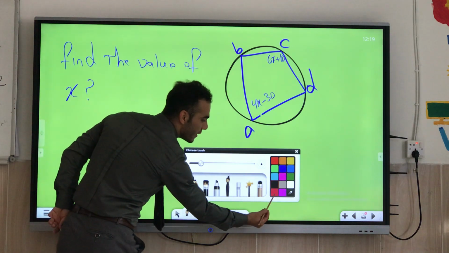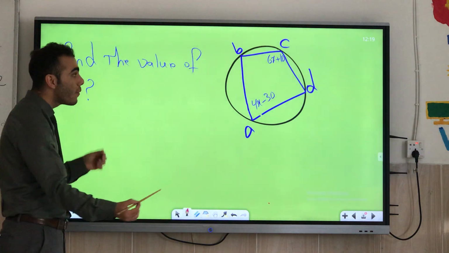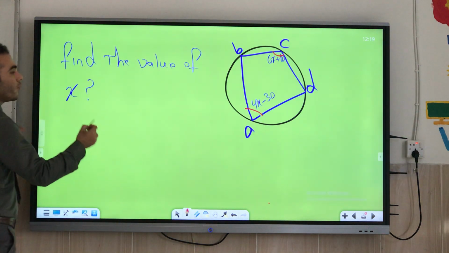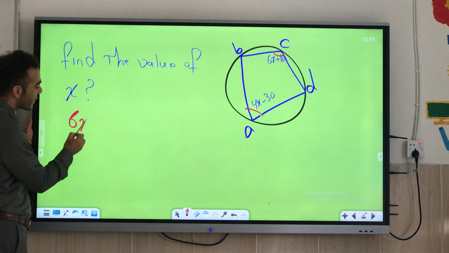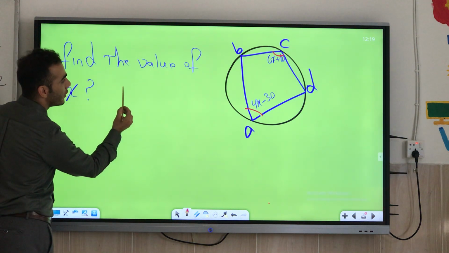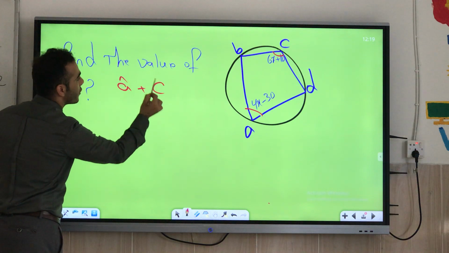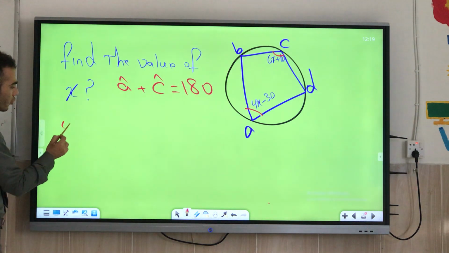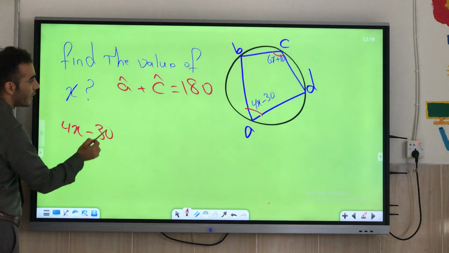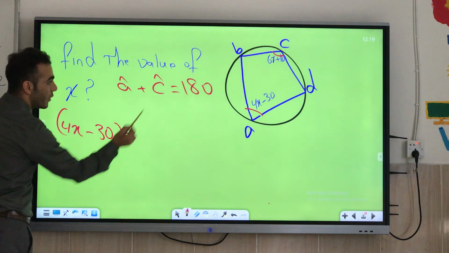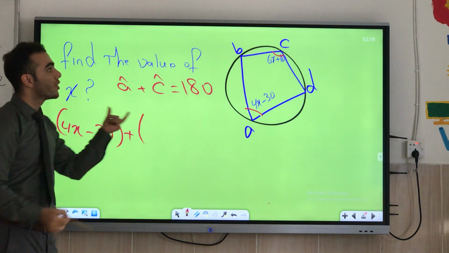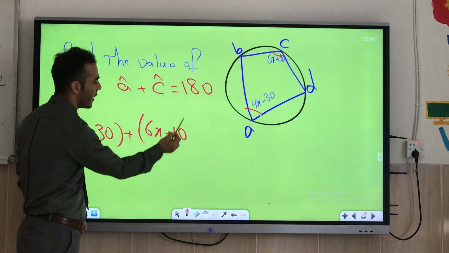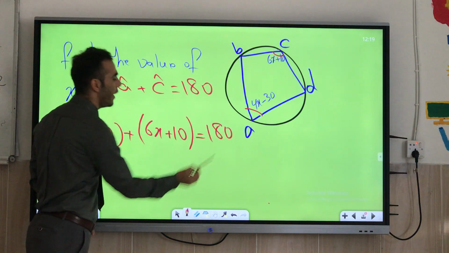First of all, we said in an inscribed quadrilateral, opposite angles make supplementary angles. So if we add them, let's start with this: angle A plus angle C is equal to 180 degrees. What is the measure of angle A? It is equal to 4x minus 30, plus, look, we have a sum, what is the measure of C? 6x plus 10. And it is equal to 180.